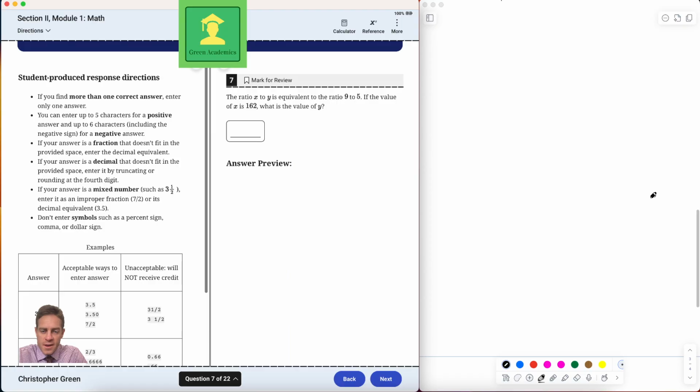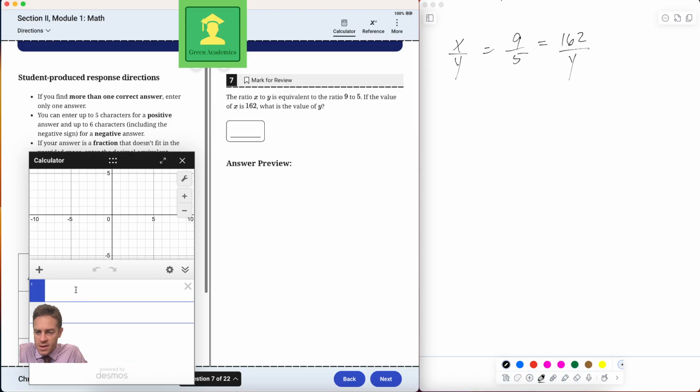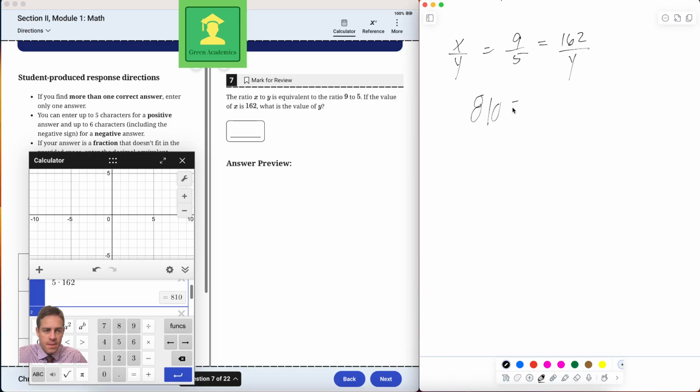The ratio of x to y is equivalent to the ratio 9 to 5, which I would write as x over y equals 9 over 5. If x is 162, so you could simply continue across, that's 162 over the thing that you're looking for. And then you would do this by cross multiplying, which obviously you could do on a hand calculator, or let's do it on Desmos. So you'd be looking at 5 times 162, which is 810, is 9y, which of course makes y 90.